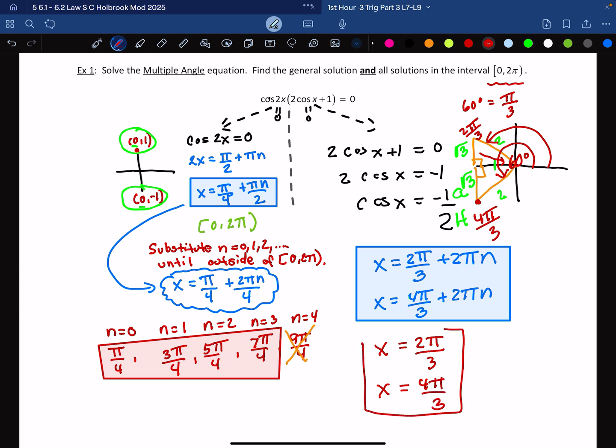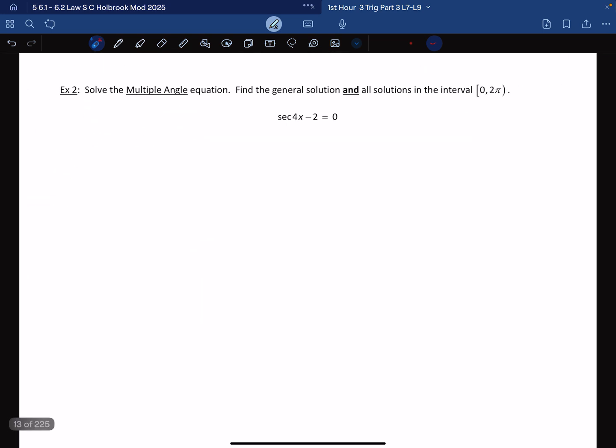So the general solutions for the entire equation would be the 2 in blue that I have boxed out, and then your solutions in the interval of 0 to 2 pi would be those right there. And there you have it. So there's your first example. And then on the back side, you're going to see we have another one here, just a real basic one. We're going to do the exact same thing. I want you to find the general solution and the solutions between 0 and 2 pi.